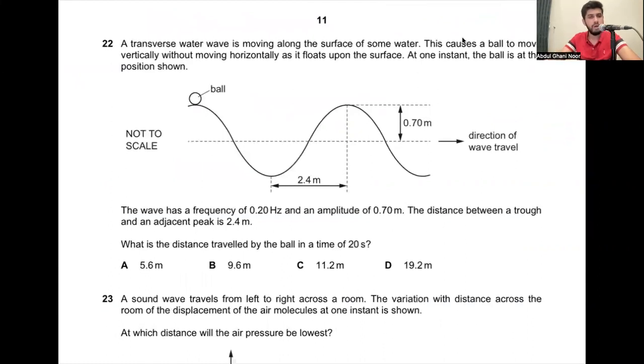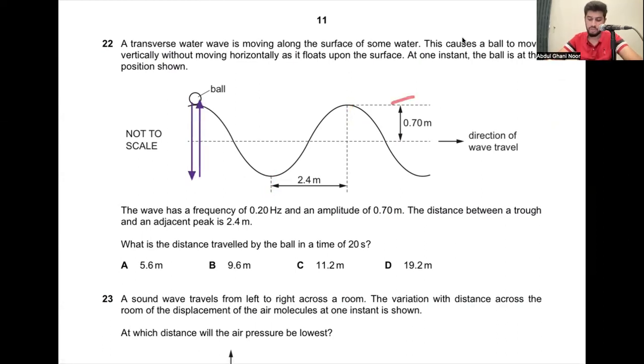Now, this is an interesting one. 22. A transverse water wave is moving along the surface of some water. This causes the ball to move vertically without moving horizontally. So the ball moves vertically. The ball moves down, reaches the lowest point, and then back up, and so on and so forth. This is the path of the ball. The wave has a frequency of 0.2 hertz and an amplitude of 0.7 meters. The distance between a trough and an adjacent peak is 2.4 meters. So from this trough to this peak, it's 2.4 meters.